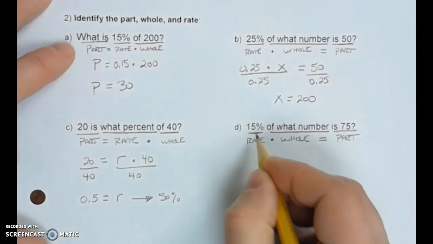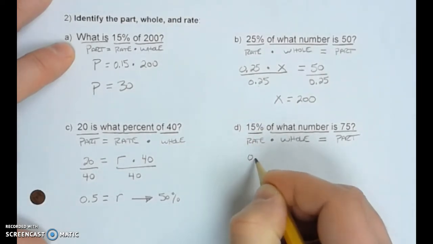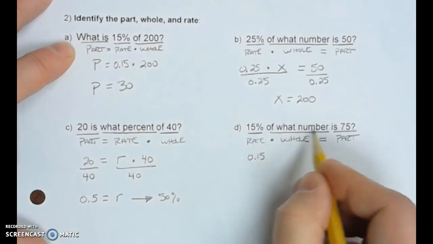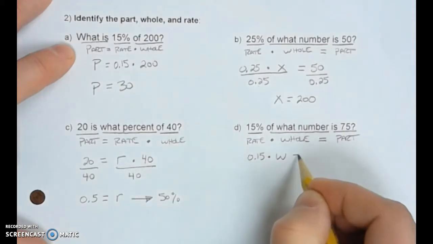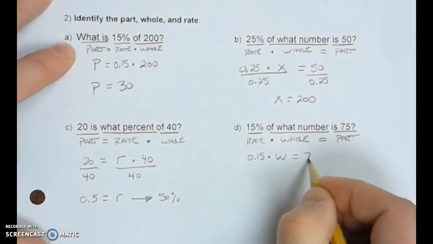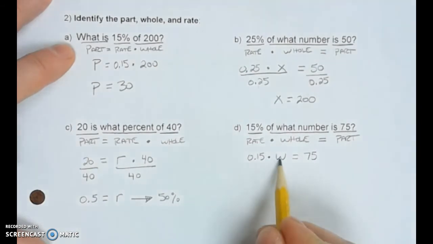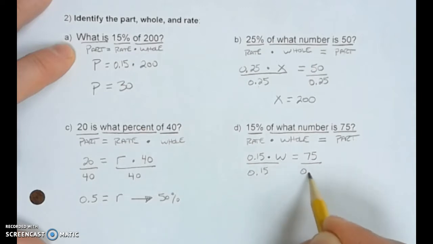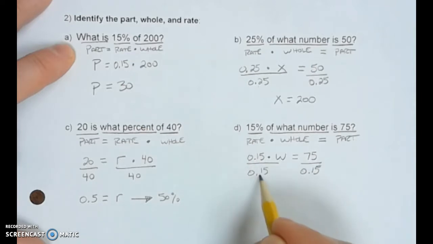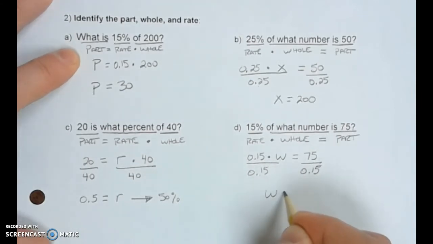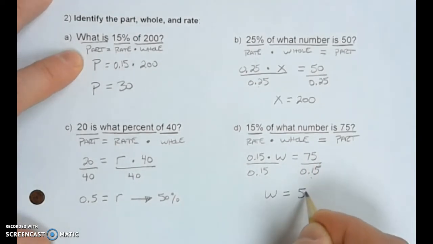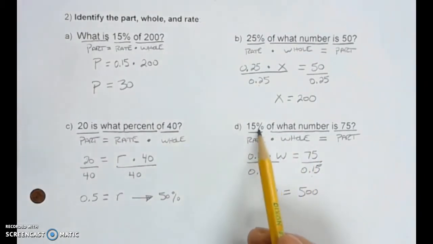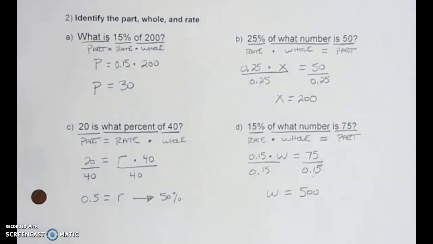In letter D, again, our rate is 15%, write it as a decimal, which is 15 hundredths, of what number? So times some W, the whole value that we don't know, equals the part, which is going to be 75. Well, we've got to get W all by itself, so we divide both sides by that 15 hundredths. On the left, 15 hundredths divided by itself is 1, leaving us with W, the whole. And when we do 75 divided by 15 hundredths, we end up with a value of 500. 15% of 500 is equal to 75.